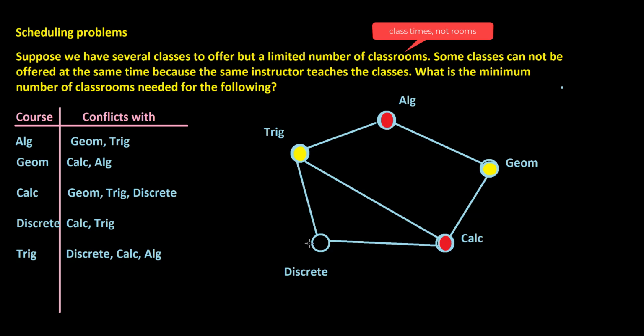But then if I look at discrete, discrete has a neighbor that's yellow and it has a neighbor that's red, so I can't use any of those colors. I need a different color. So let's use purple. And what this says is that I need 3 colors, or 3 different classroom times to hold these classes.